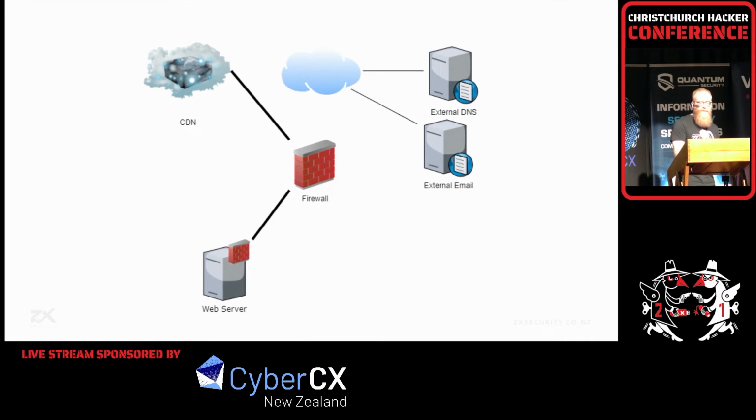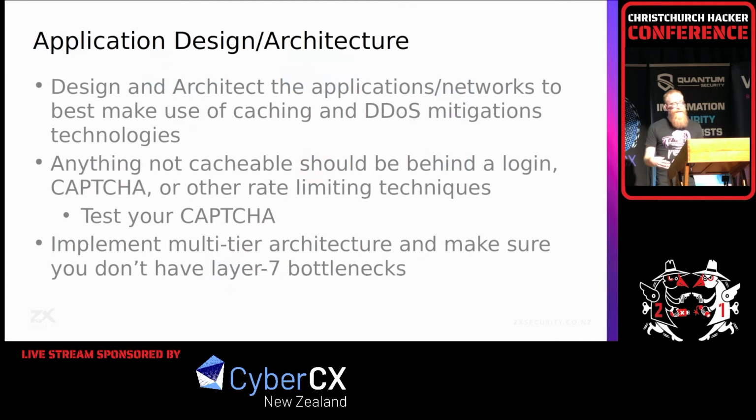So once we've defended what we've got already, when you bring on new applications and new network architectures, make sure you're actually thinking about how you're going to prevent DoS attacks, and if you've got particular tools like scrubbing, caching and CDNs, make sure you're designing your application to make the best use of the protections in front. For example, anything that's not cacheable should be behind some sort of logon or CAPTCHA or rate limiting, that's enforced at the edge of the CDN, not back at the application server, because if it's back at the application server, it's still vulnerable.